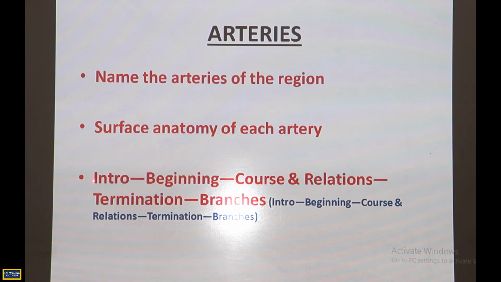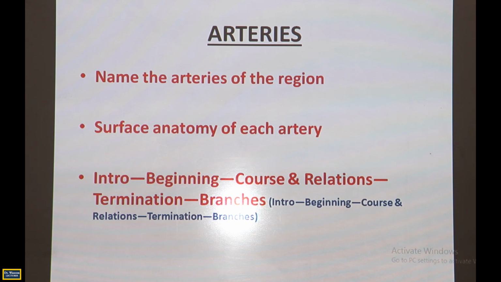Here, each artery has to be taken under introduction: where it begins officially, at which point, what will be its course and relations, in which intramuscular space it passes, and what other structures are making relations with it. Where it finally will terminate: arteries do not terminate, they will change their names, or they will bifurcate, so termination will be by bifurcation. And what are their branches.